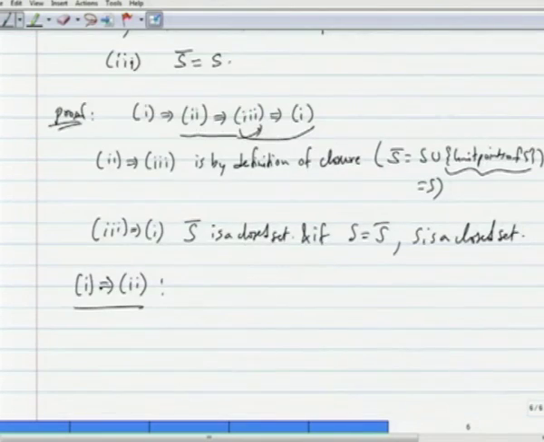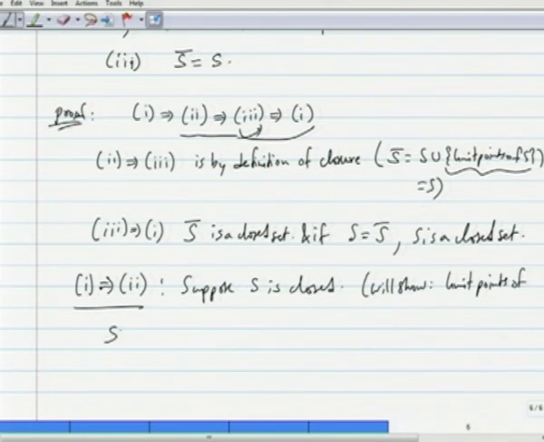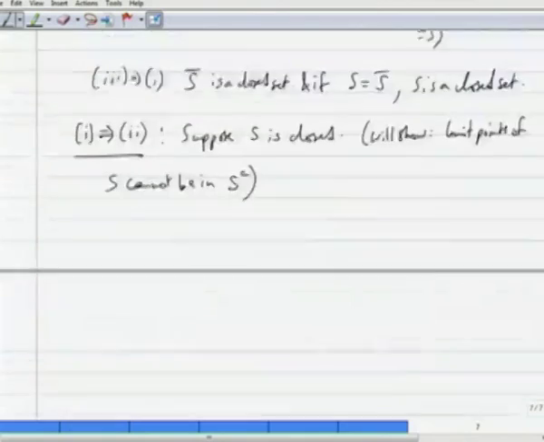Okay. So, suppose S is a closed set, S is closed, I will say for short. Okay. Then we will show that no limit point of S can be in S complement. Okay. So, limit points of S cannot be in S complement. Okay. That is what we will show, which means every limit point has to be in S.